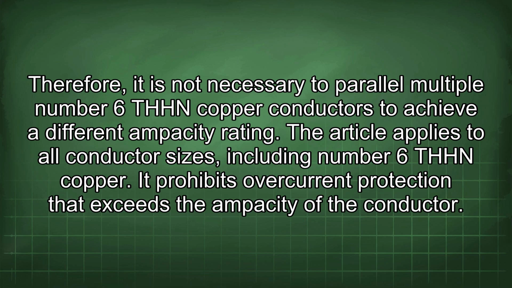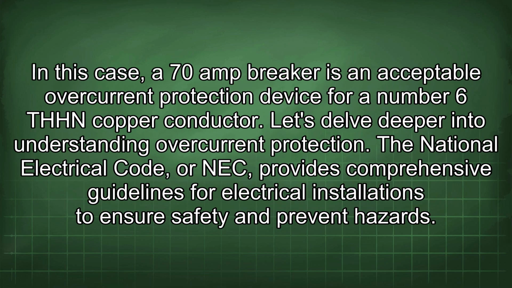The article applies to all conductor sizes, including number 6 THHN copper. It prohibits overcurrent protection that exceeds the ampacity of the conductor. In this case, a 70 amp breaker is an acceptable overcurrent protection device for a number 6 THHN copper conductor. Let's delve deeper into understanding overcurrent protection.